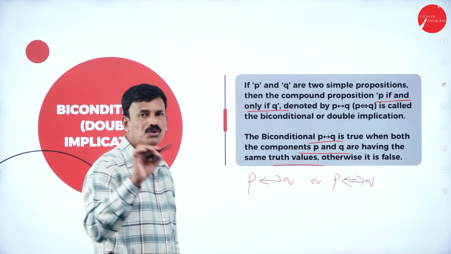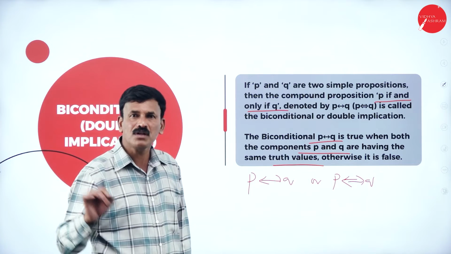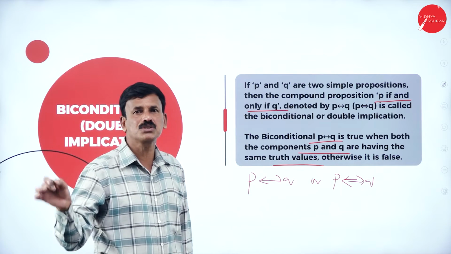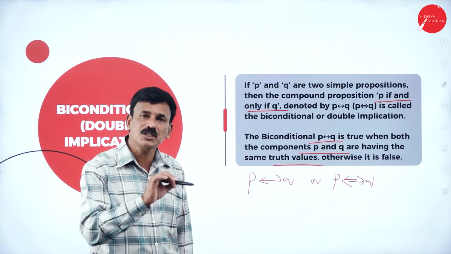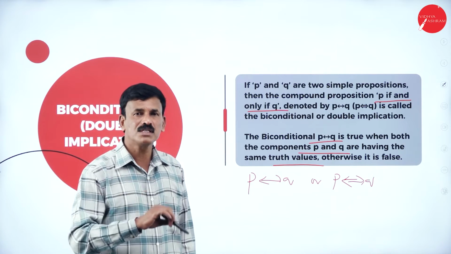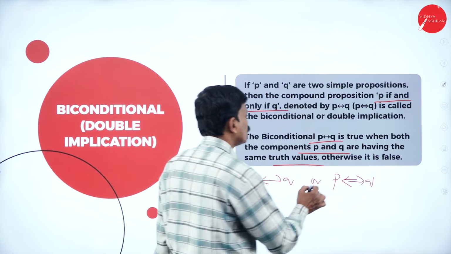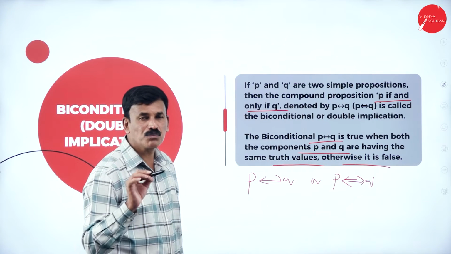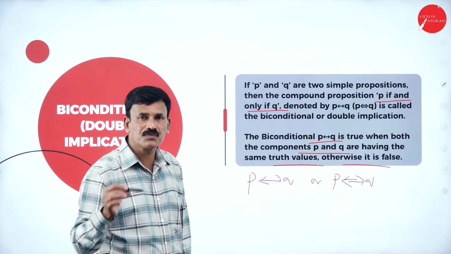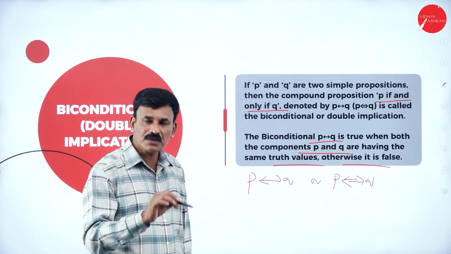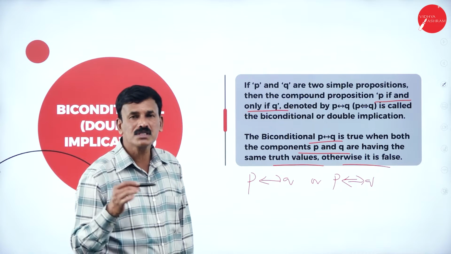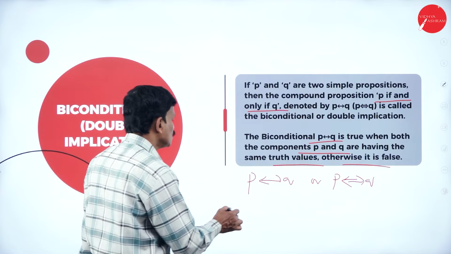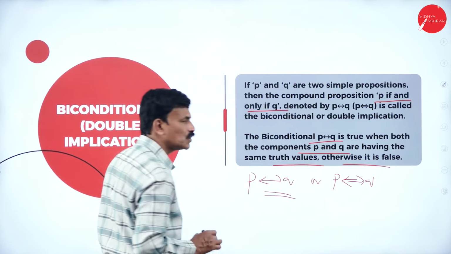That is, if true and true, it is true. If false and false, it is also true. True and true is true, false and false is true. In the other two cases, true and false is false, false and true is also false. Otherwise, it is called false. So, if both statements are true or both are false, then it is true. If one statement is true and the other is false, then it is false. So, that is denoted as P biconditional Q.